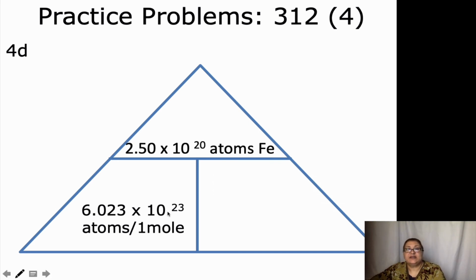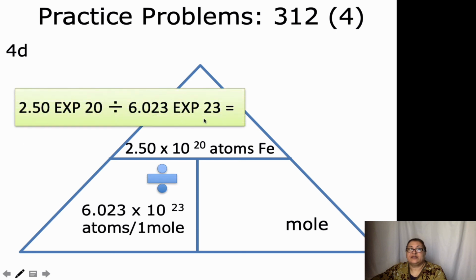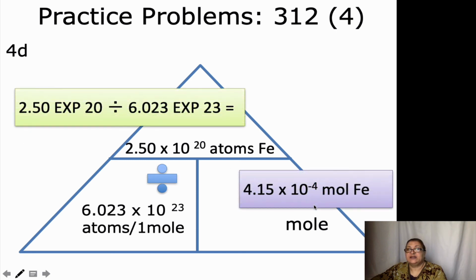I think this is the last one: 2.5 times 10 to the 20th atoms of iron, and we want to convert that to moles, so we divide by Avogadro's number. And these are the steps. This is the answer you should get.